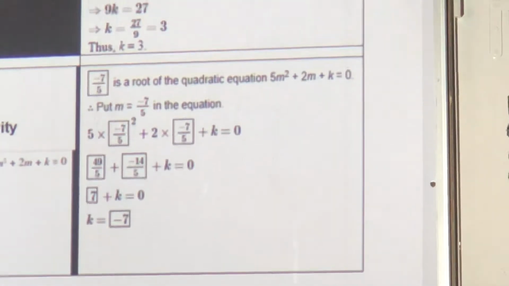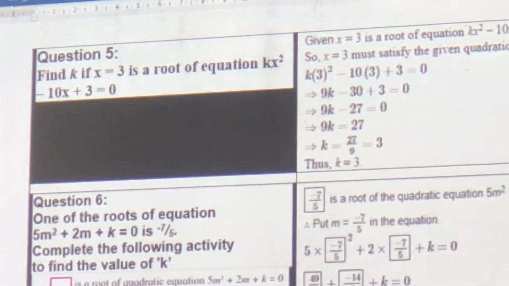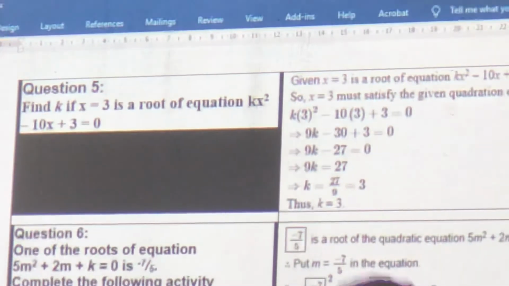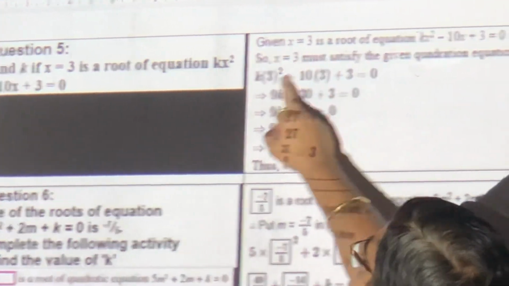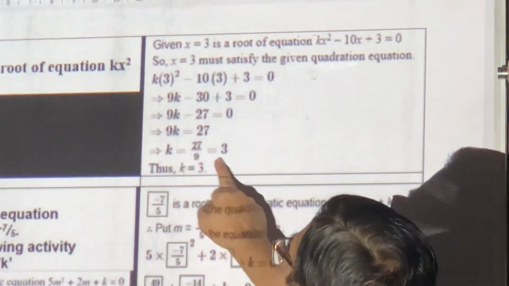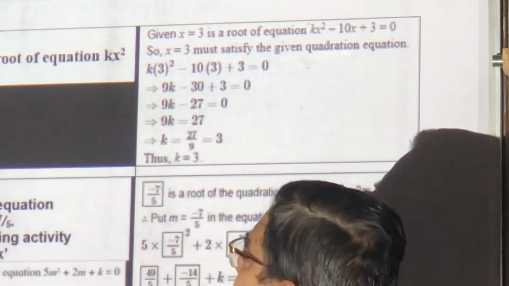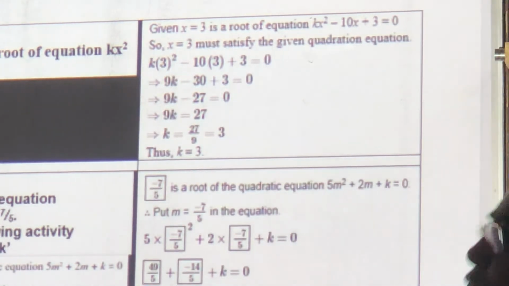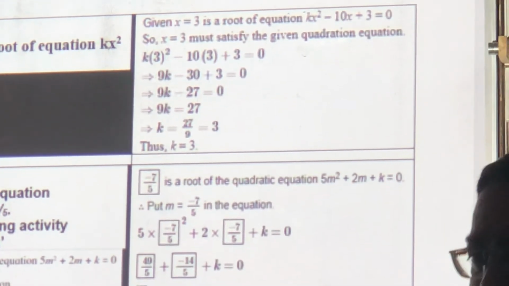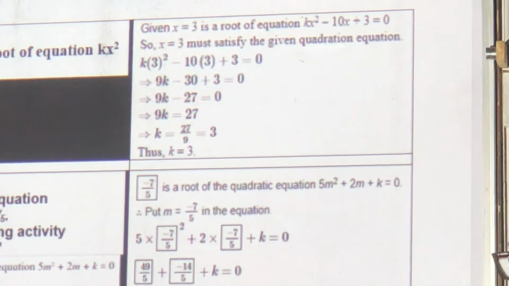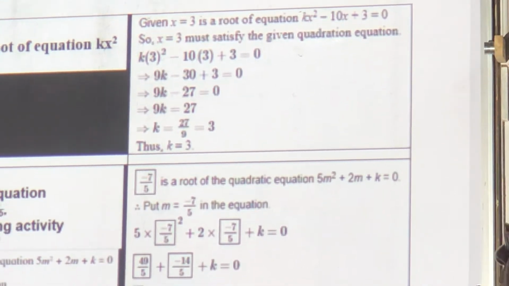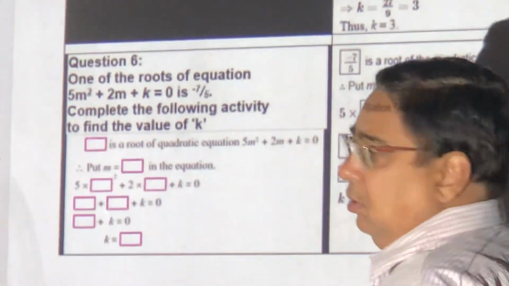Find k if x equal to 3 is a root. Given it is a root, when I substitute 3 instead of x, I get k is equal to 3. So simple. Just put the value and solve and find. They have told you it is a root. It has to satisfy the equation, so left hand side is equal to right hand side. Question number 6. They give us an activity.